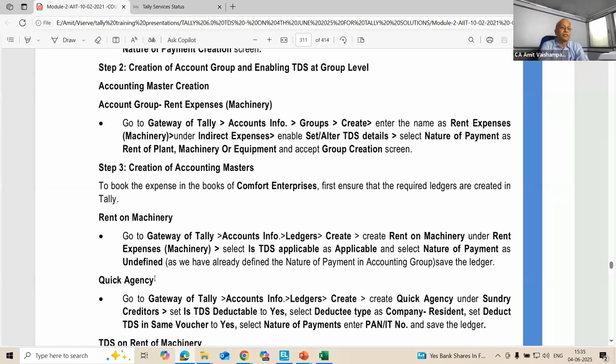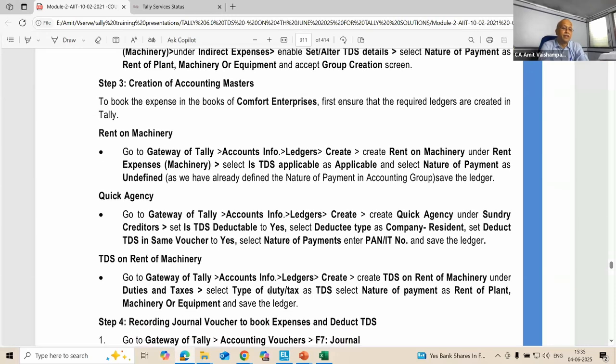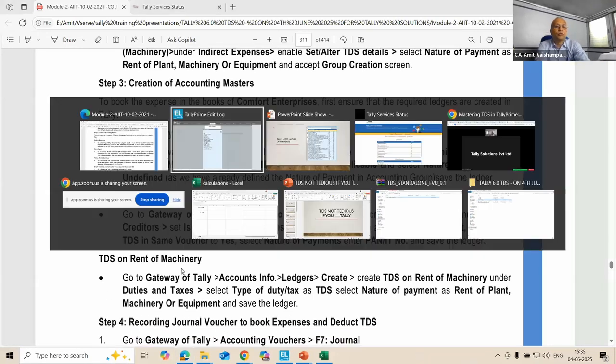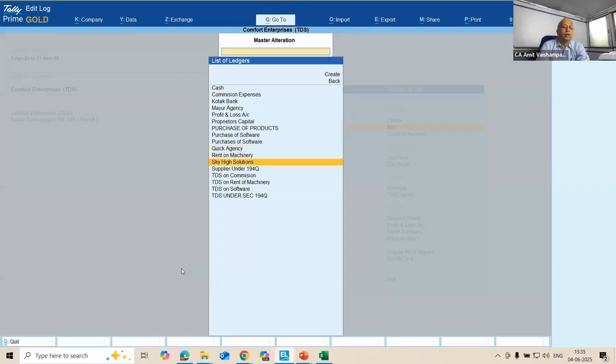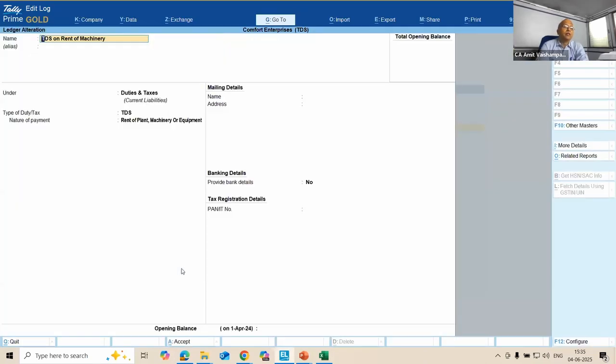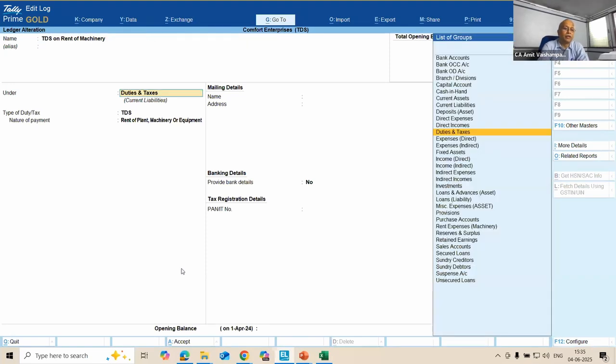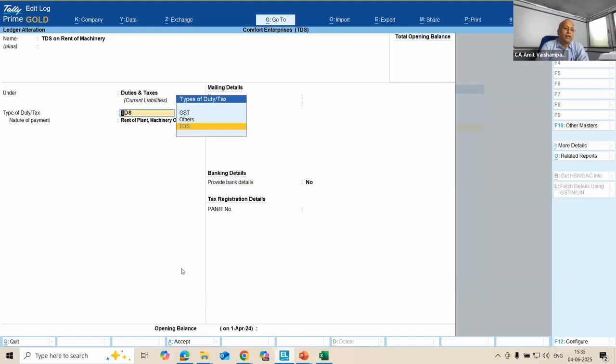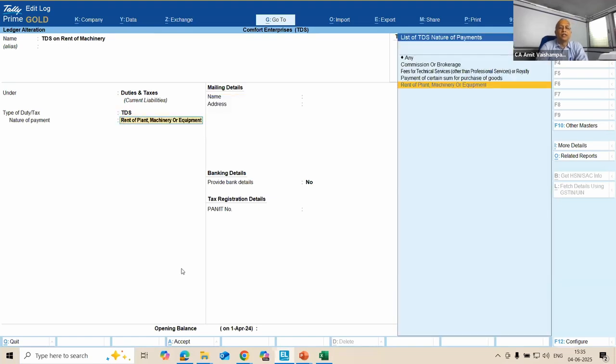So this is the ledger that we have, rent on machinery, which is an expense ledger. We have quick agency as a supplier ledger. We have created TDS master, and then the fourth type of creation activity is TDS on rent of machinery. So now we'll see that TDS on rent of machinery. So this is again a ledger that we are creating. While creating this particular thing, it will ask you for selecting TDS, and it will ask you for selecting this. You can select this or you can select any. If you select any, you will have to select the type of transaction at the time of doing data entry.